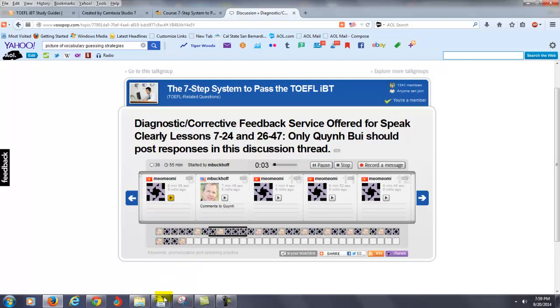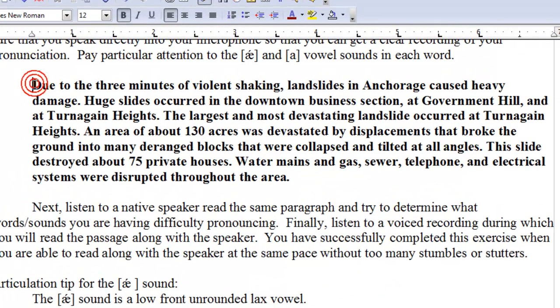Voice recording exercise 2. Due to the 3 minutes of violent shaking, landslides in Anchorage caused heavy damage. Hillslides occurred in the downtown business section, at Government Hill and at Tanagin Heights. The largest and most devastating landslides occurred at Tanagin Heights. An area of about 130 acres were devastated by displacements that broke the ground in many derailed blocks that were collapsed and tilted at all angles. This slide destroyed about 75 private houses, water mains and gas, sewer, telephone, and electrical systems were disrupted throughout the area.